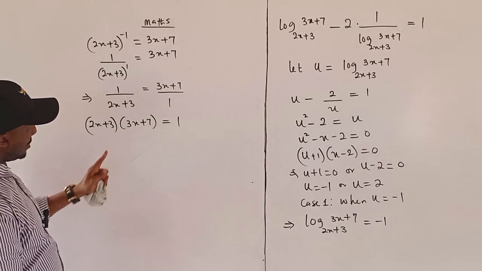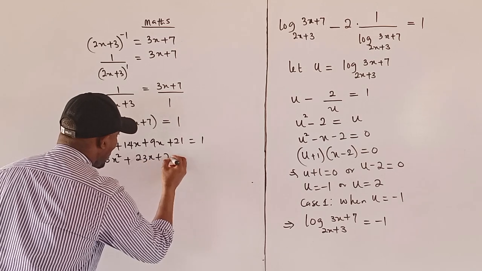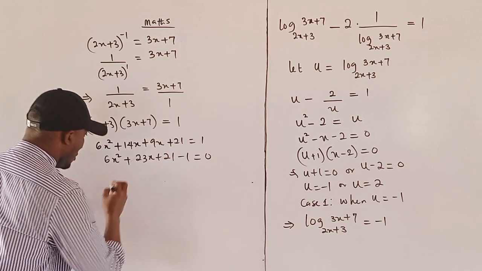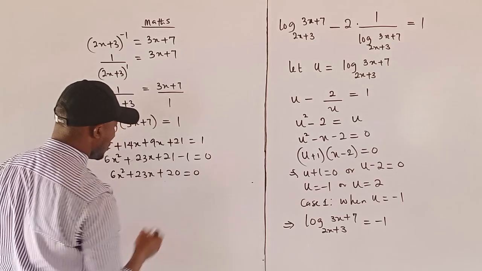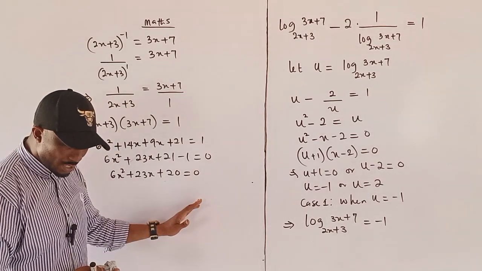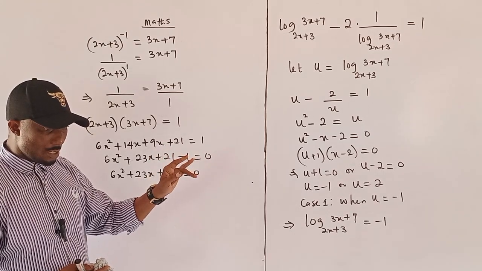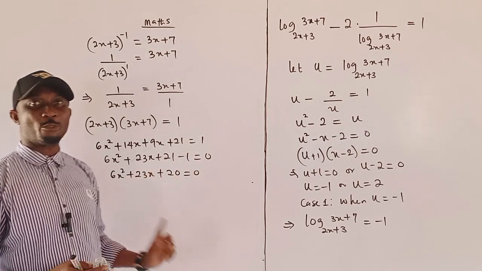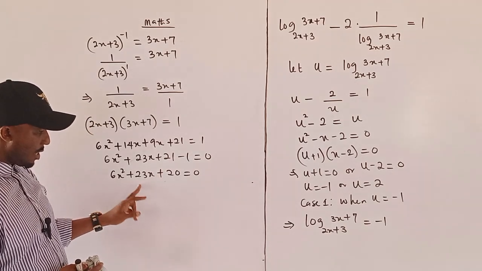So I shall expand this. This will be 6x squared + 23x + 21 minus 1 equal to 0. So we have 6x squared + 23x + 20 equal to 0. Is this equation factorable? 6 multiplied by 20, that's 120. 8 multiplied by 15, that's 120. It can be factorized. Nice question. So 8 and 15, you add them, you have 23.